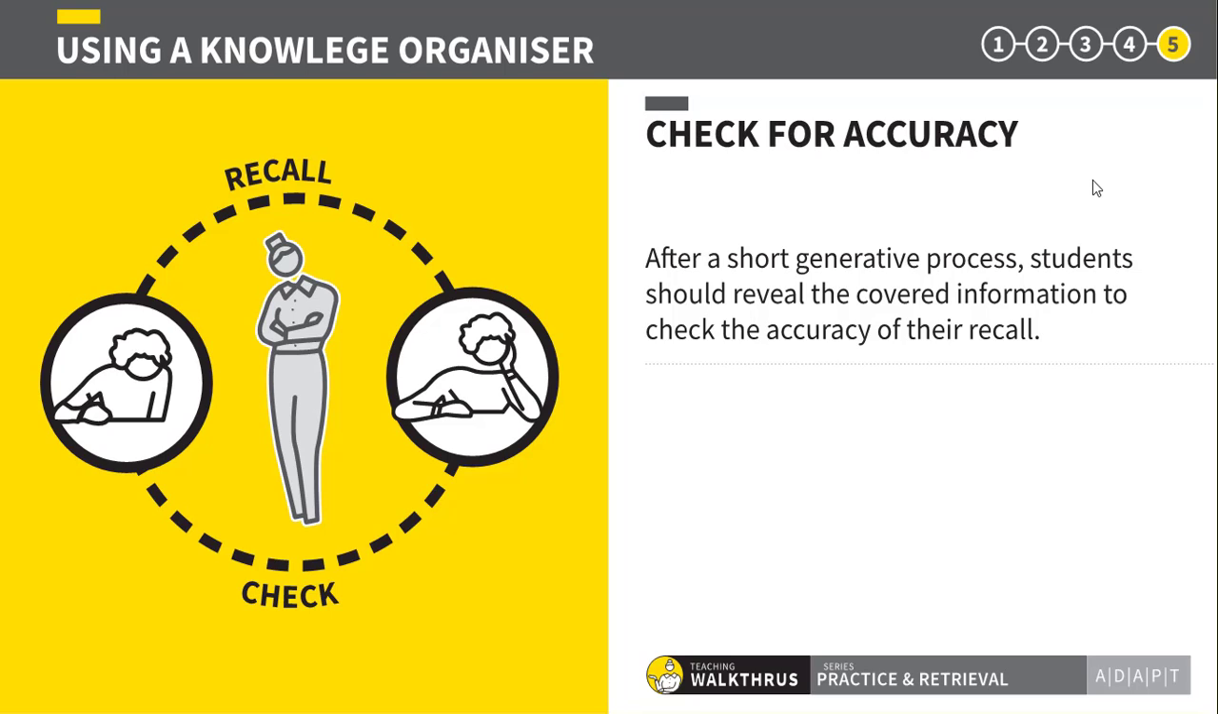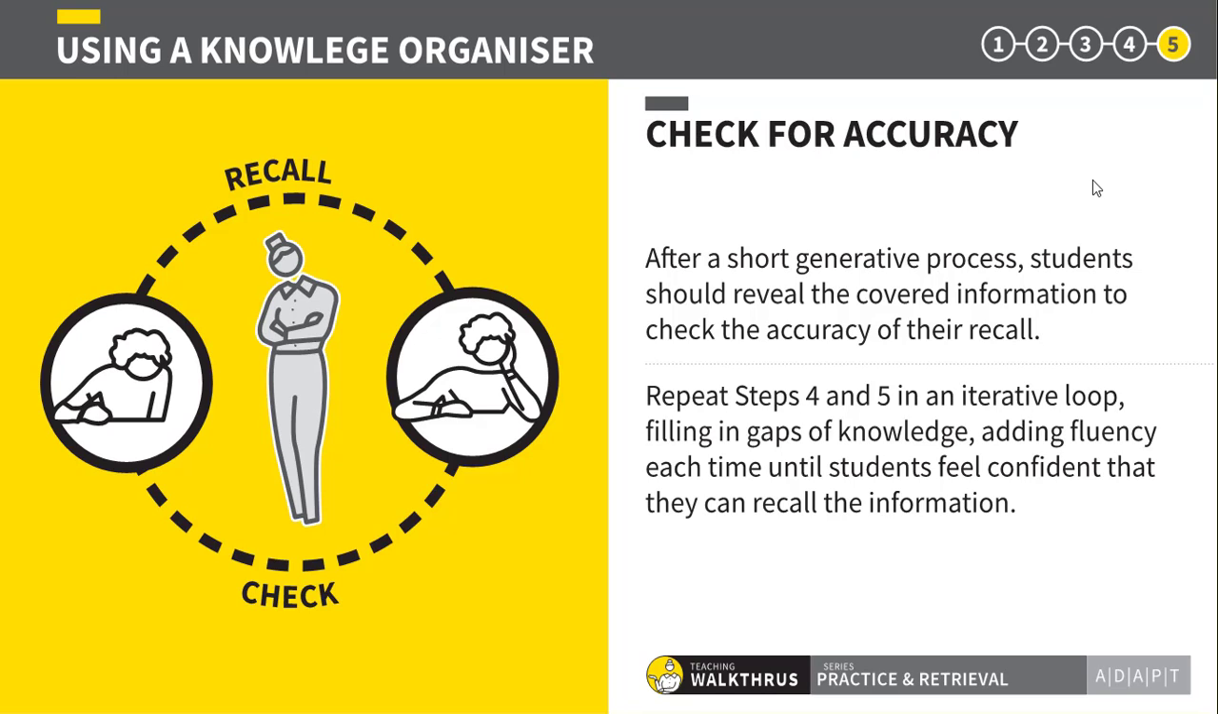So it's a matter of referring back to the knowledge organizer to see if they have come up with the correct information after having read it in the first place in that covering over phase. Repeat steps 4 and 5 in an iterative loop, filling in gaps in knowledge, adding fluency each time until students feel confident that they can recall the information. Again, this can be used in sequences over time. It can be spaced out, and it can refer back to topics from last term, last year. In fact, if we do space it out in that way, studies show that it becomes more effective.